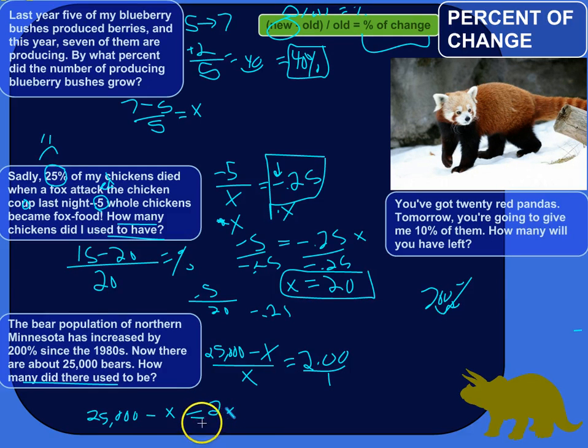All right, so let's add an x to get the x's all over one side. We're subtracting x here, so we're going to add an x. So 2x plus x is 3x. What's left over here is 25,000. So 25,000 is equal to 3x. Now I just divide by 3 to get x.